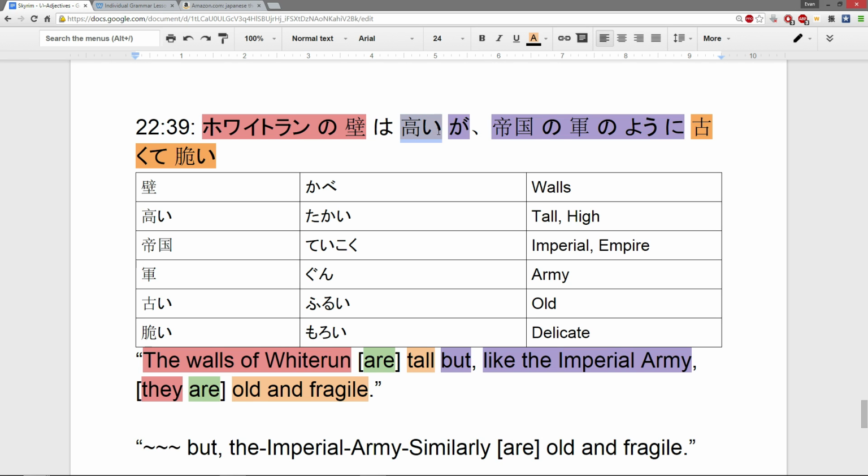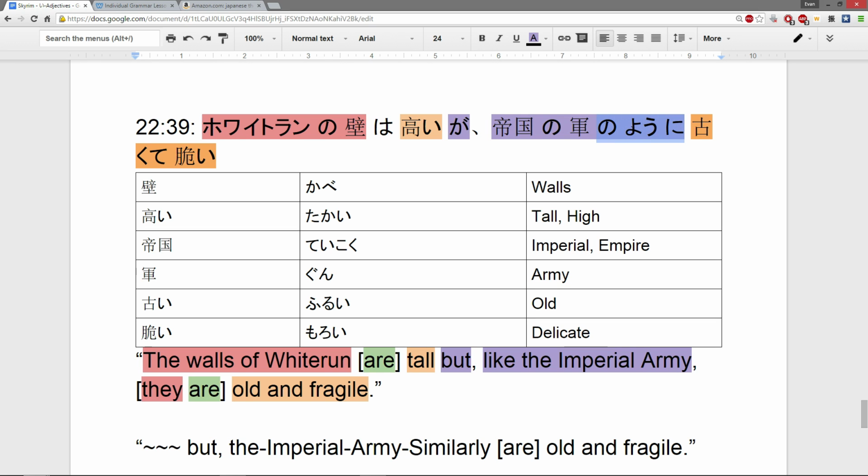They are tall. There should be a des here, but because he's talking casual style, he ignores it. He's like, I'm casual. I don't need des right there. So he just goes directly into the ga. But, the walls of Whiterun are tall, but Teikoku no gun no yoni. So Teikoku no gun, the armies of the empire, no yoni.